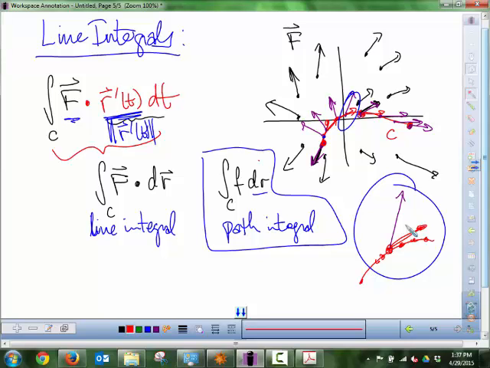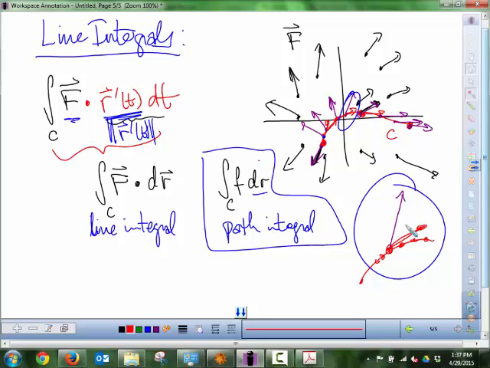Okay? Maybe I'm stressing this path integral a little too much, but it'll make for a nice chart at the end of the semester. Is there another question that somebody can ask? Well, if it's not quite clear, then yeah.